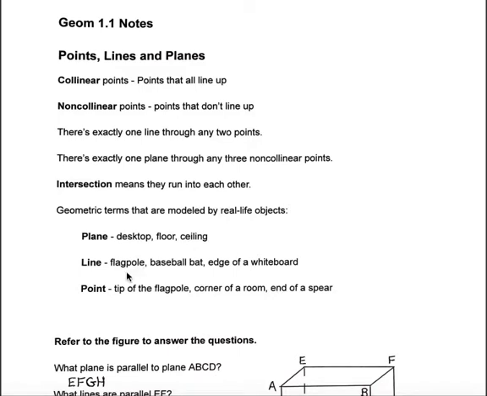Now, a flagpole. Flagpole is straight. That is a line. A baseball bat, kind of a weird one, but edge of a whiteboard or edge of your room. Go to the corner of your room and you go up and down, that's a line. Okay, the point, tip of the flagpole, that's a point. Corner of a room, okay, just 1 point down in upper corner or lower corner, doesn't matter. End of a spear is a point.